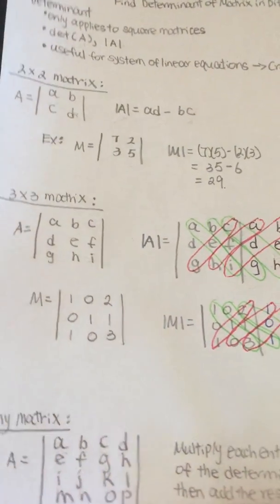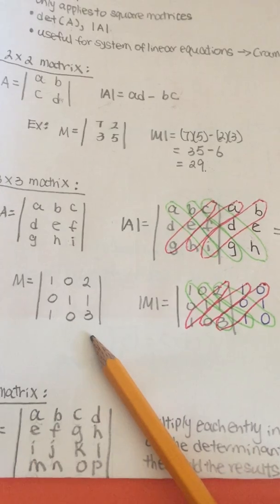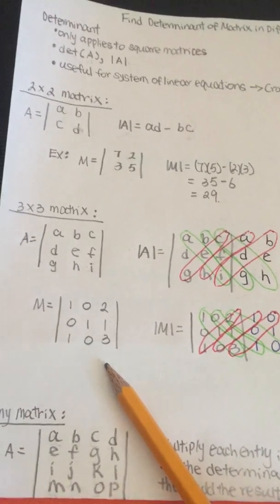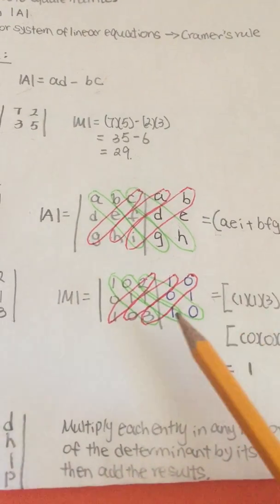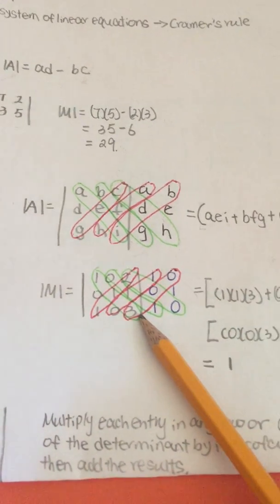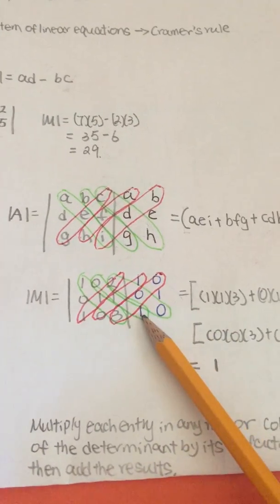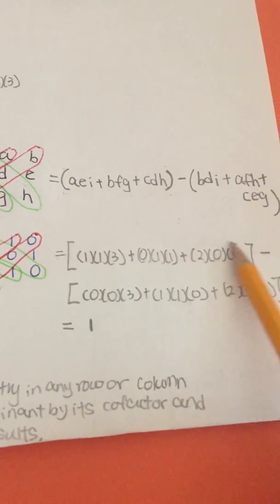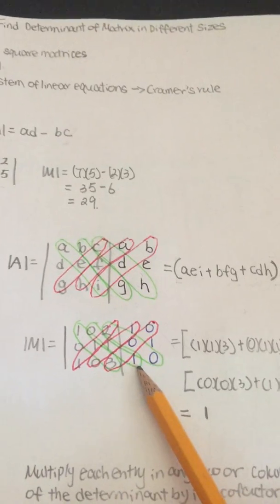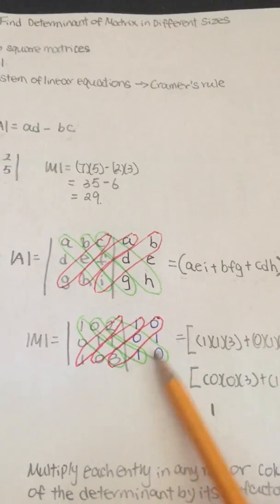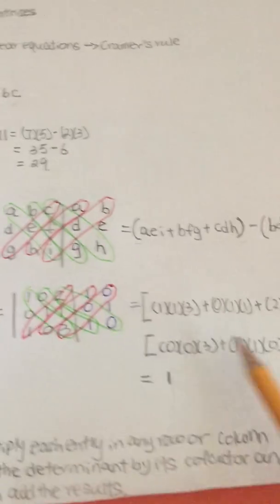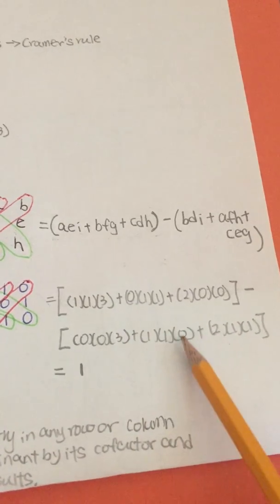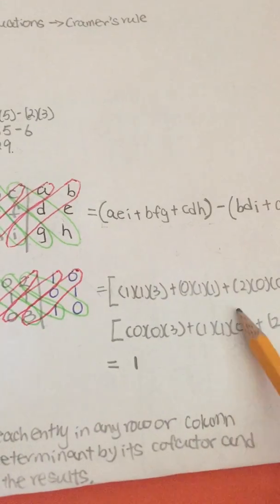Down here I have an example. If I need to find the determinant of this 3x3 matrix, first I copy the first two columns over to the side, and then I find the product of each of these three diagonals, and then I add them together as shown here. For the diagonals that are pointing to the left, I would do the same thing. I find the product of each of these three diagonals, and then I add them together as I have here, and then I will subtract these two.